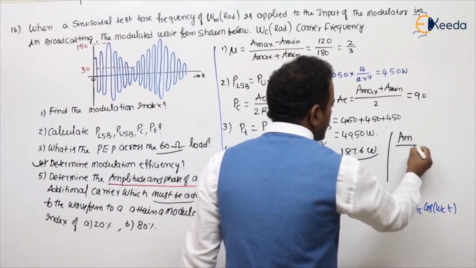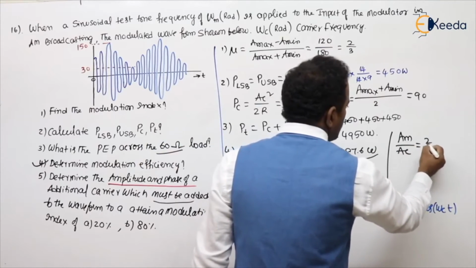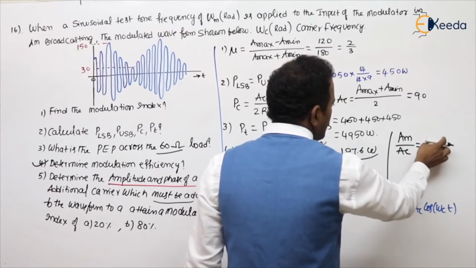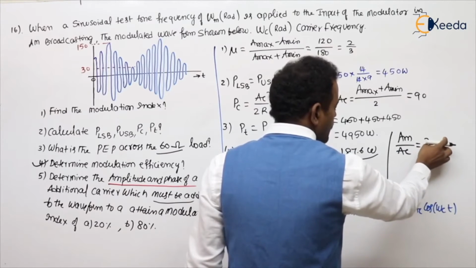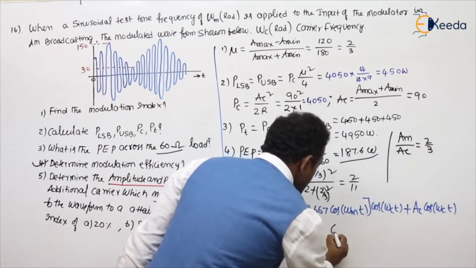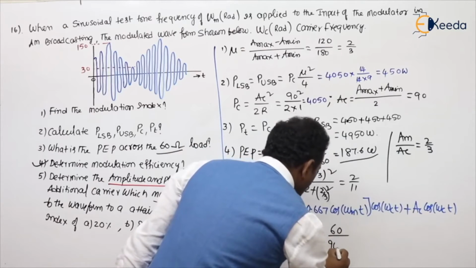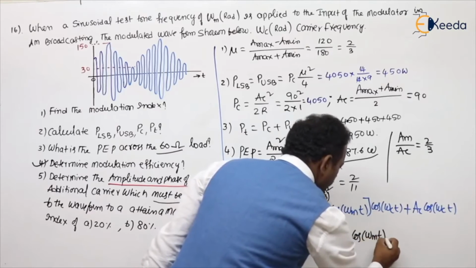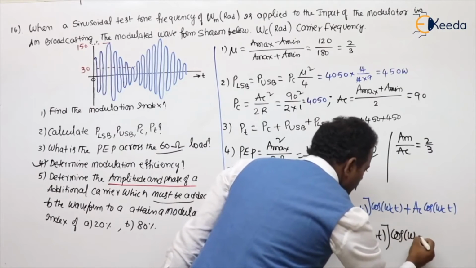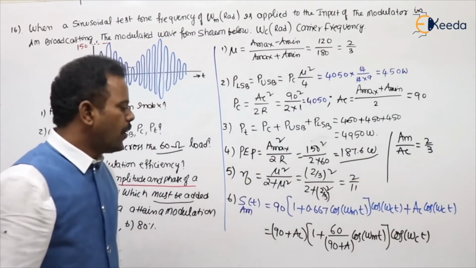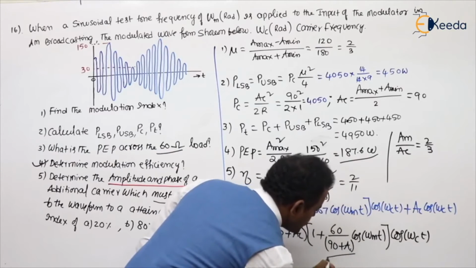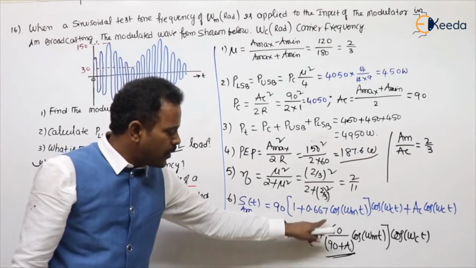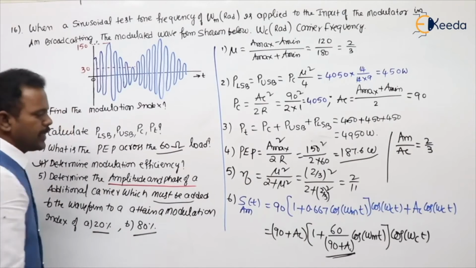Mu is nothing but AM by AC, which is nothing but 2 by 3. We already got the AC value 90, so 90 by 3 will be how much? 30. 2 threes are 60. So I can write 60 divided by 90 plus AC, into cos omega mt, into cos omega ct. Now, what is this AC value we need to add? That is nothing but our modulation index. This value should become the modulation index of 20% and 80%.